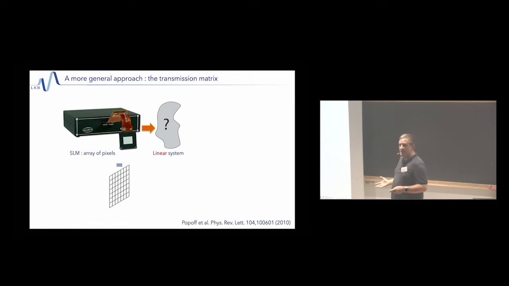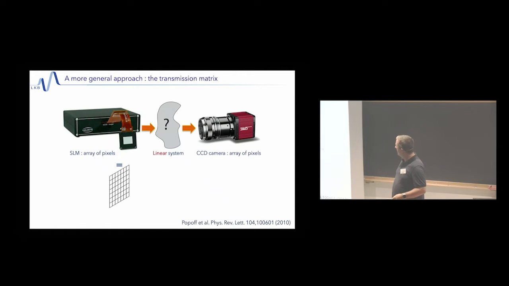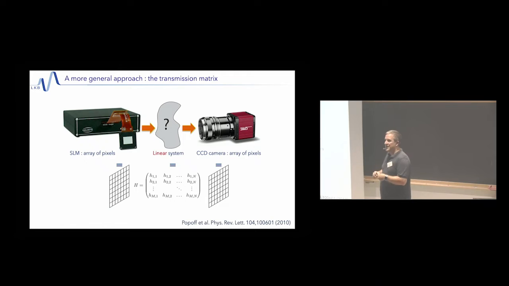I have my complex system that remains a linear system for the wave, and I have my camera that is also an array of pixels. So I can describe this system with a linear relation. So I can write a transmission matrix linking the input to the output pixels for the fields, which can be extracted from the Green's function or the S matrix of the system on this pixelated basis that are my input and output modes that I can control.